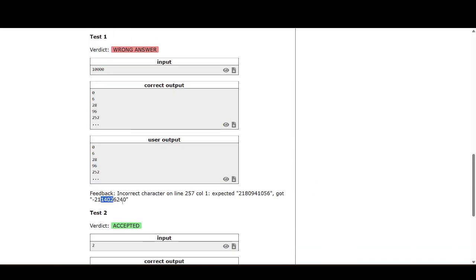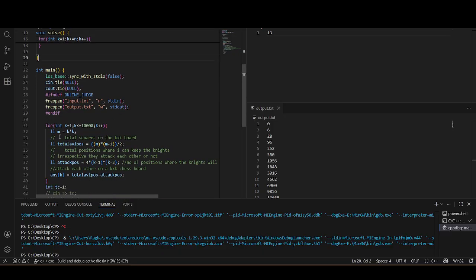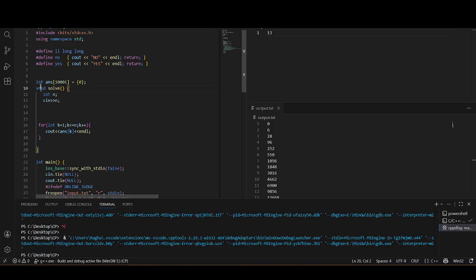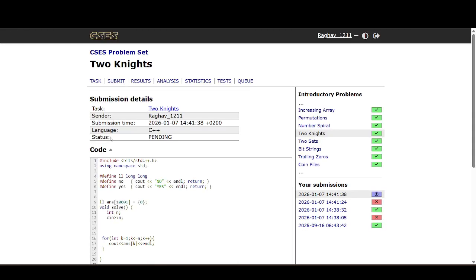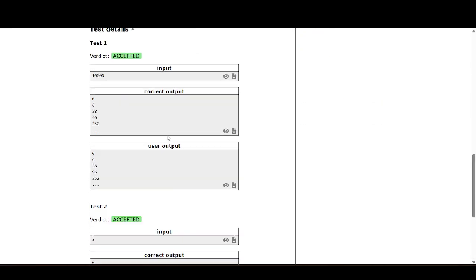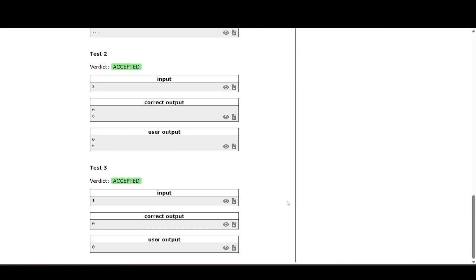Oh, I think again I forgot to change it here. I declared the integer, it should be long long. So now it should work. Yeah, it got accepted. Okay, guys, so that's it for today. Thank you.